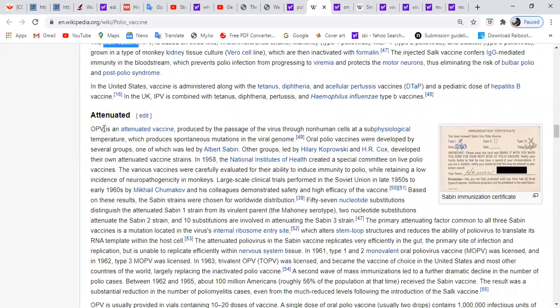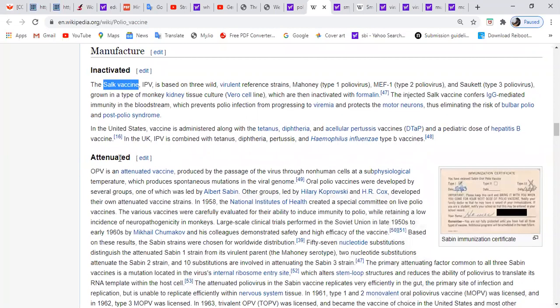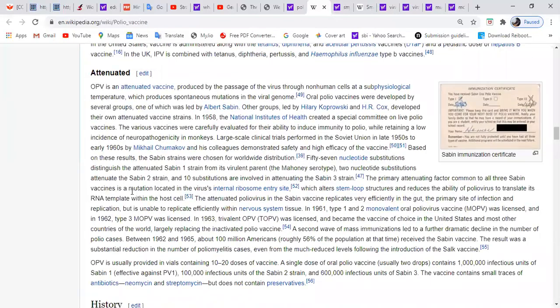And the second type is attenuated. This type is also called OPV, the oral polio vaccine. These attenuated vaccines contain the live attenuated version of the poliovirus. These are called Sabin vaccines, because Albert Sabin discovered this attenuated version of the polio vaccine, right? So if someone asks you about the Sabin vaccine, then it is live attenuated vaccine. If someone asks you about the Salk vaccine, then this is the inactivated polio vaccine, the injectable version, which inactivates the virus with the help of formalin. They use three types of poliovirus, Mahoney, MEF-1 and Saukett, right? Details you can read from Wikipedia. They have written everything there.